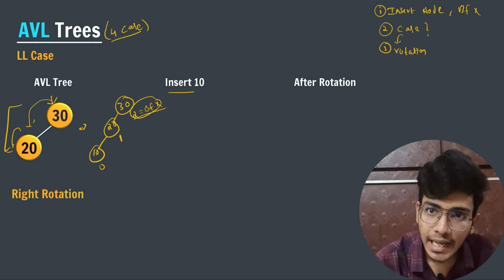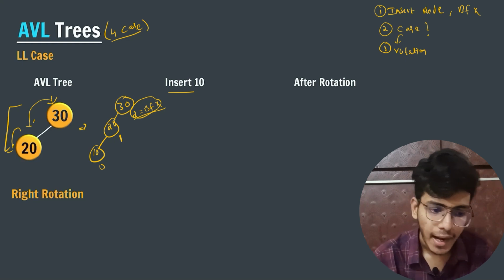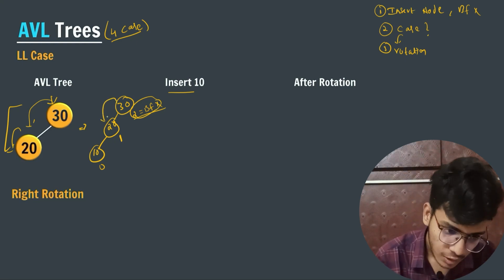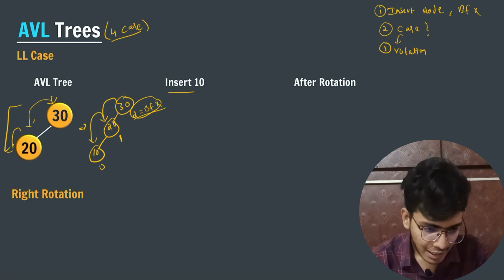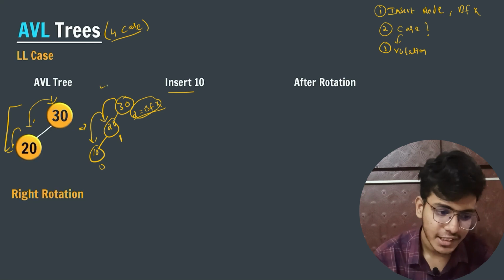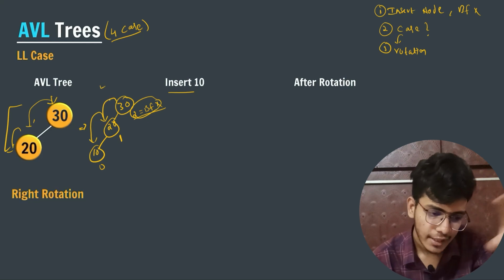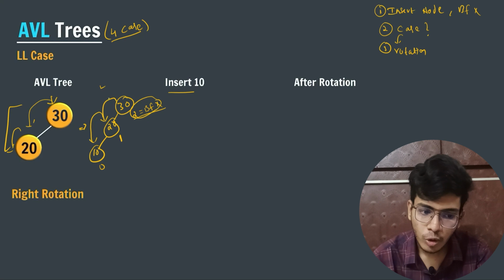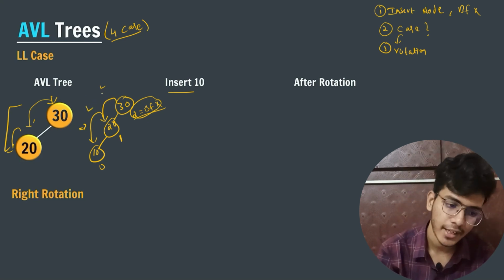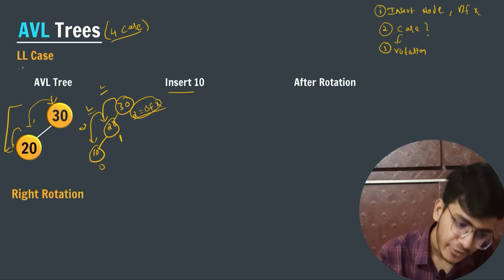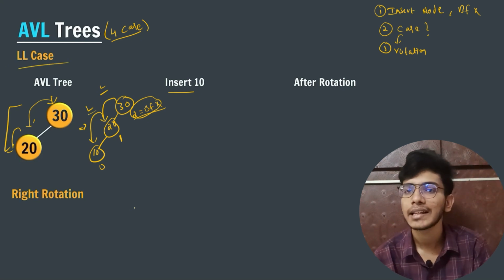And at what position have I inserted? I have inserted my 10 node on the left side, left element's left. First of all, on the left side there is a secondary root, and for the secondary root I have inserted the new element on its left side. So left's left, this is the LL case.